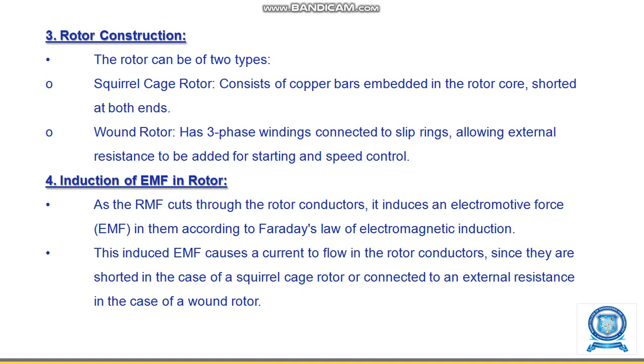Next is the rotor construction. The rotor can be of two types, squirrel cage rotor and wound rotor. Next one is the induction of the EMF in the rotor. As the magnetic field cuts through the rotor conductors, it induces an electromotive force, EMF, in them according to Faraday's law of electromagnetic induction. This induced EMF causes a current to flow in the rotor conductors, since they are shorted in the case of squirrel cage rotor, or connected to an external resistance in the case of wound rotor.